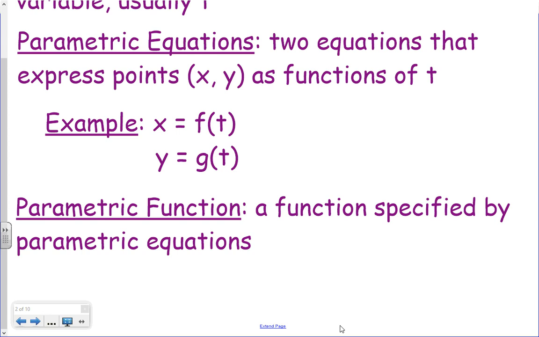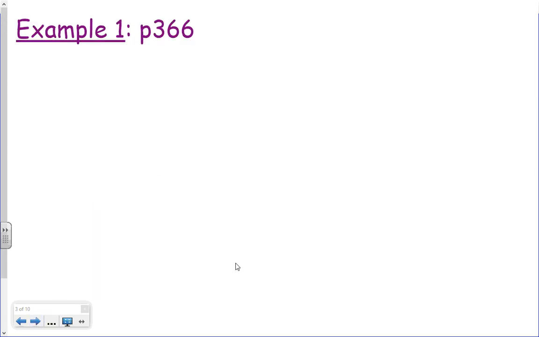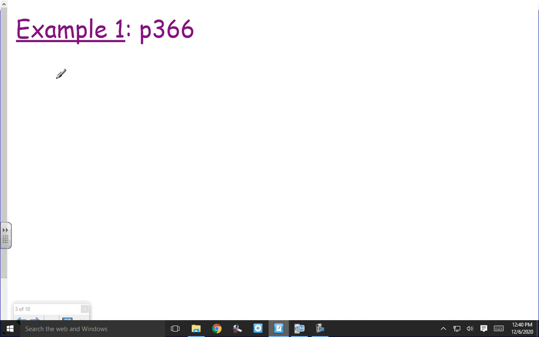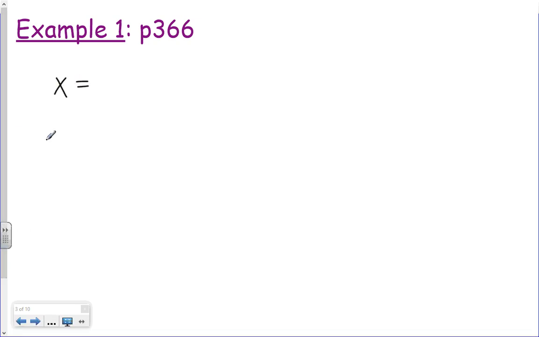All right, so let's take a look at a couple of examples here. Let's start with example 1 there on page 366. Example 1 is going to ask us to plot something in parametric mode, basically. It says to plot the graph of this parametric function in degree mode. They have x is equal to, I'll write this equation down, x is equal to 5 cosine of t, and they've got y is equal to 7 sine of t. So there's our parametric function that they want us to sketch.